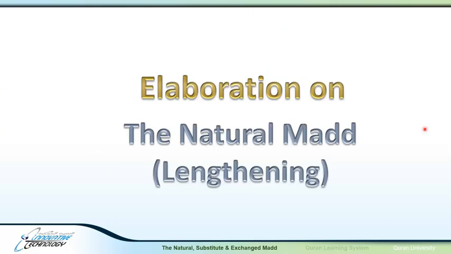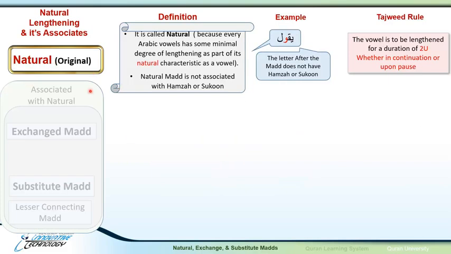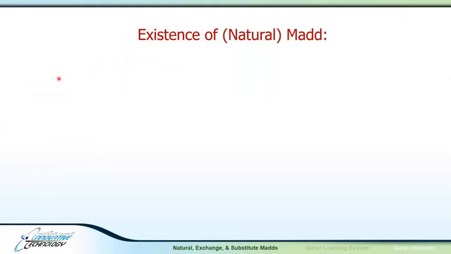In the coming few slides, we'll elaborate more on the natural med, giving more details on natural lengthening, al-mad al-tabi'i. A few slides ago, we said whenever we have a natural med, the Tajweed rule, the hukum, should be an extension or lengthening of the vowel of the med for 2 units. We're going to add this particular add-on: this rule applies in both cases, whether we are continuing the recitation or pausing the recitation upon that letter. To elaborate more about this, we're going to give some examples.